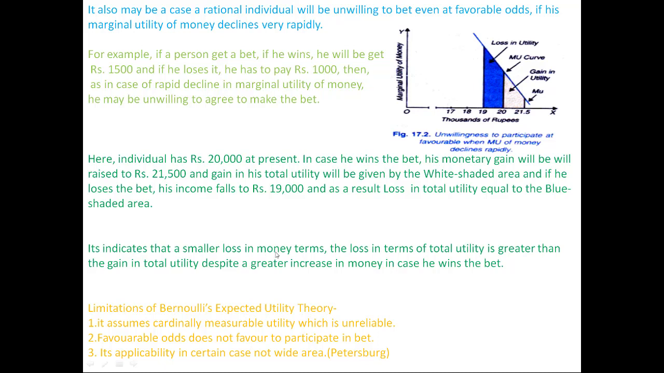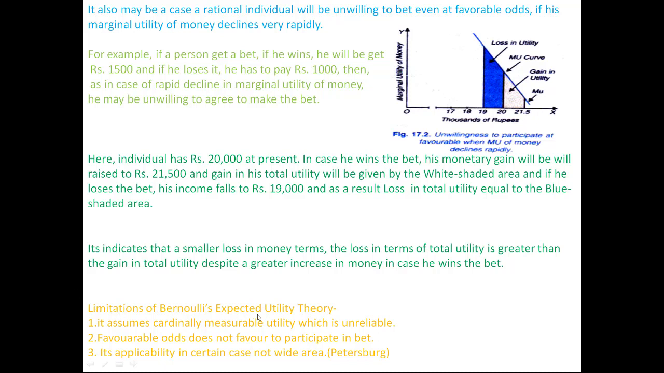It indicates that for a smaller loss in monetary value here, the loss in terms of total utility is greater than the gain in terms of total utility. So the loss in total utility is greater than the gain in total utility. Here this and here this, it is greater.